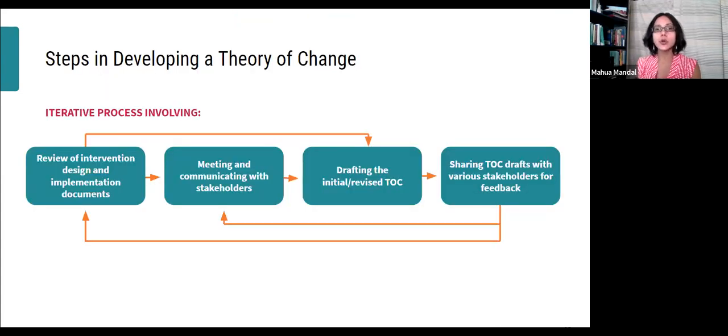Okay, so now I'll go through the steps in developing a theory of change. I've broken this down into 4 steps, but because developing a theory of change is a very iterative process, these steps are not contained, and sometimes 2 or more steps or portions of a step are being done simultaneously. So you'll see that these arrows keep coming back to earlier phases, because often you really need to have that interaction with the documents and stakeholders to be able to finalize your theory of change. Next.